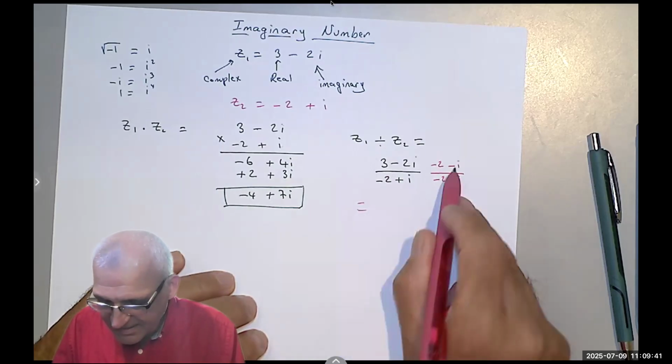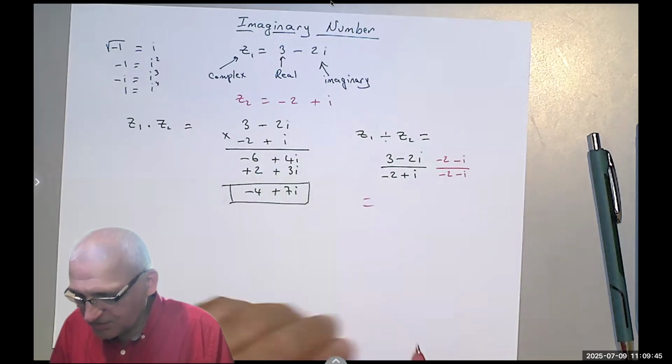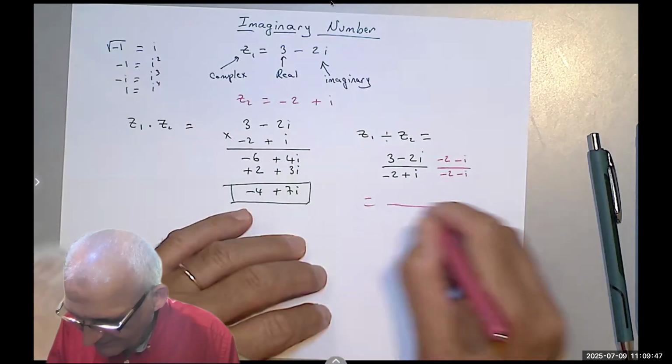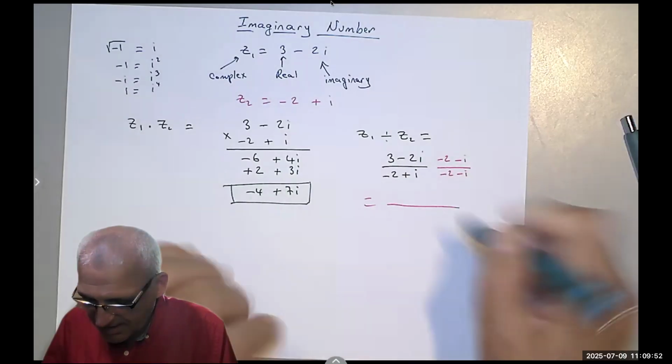I already did this. I'm sorry. Yeah, we did that for plus i, but we didn't do it for minus i. So the multiplication, I'm going to do it the same thing as before.